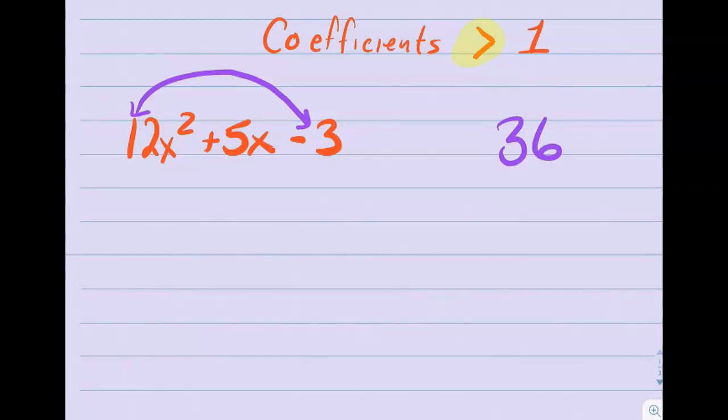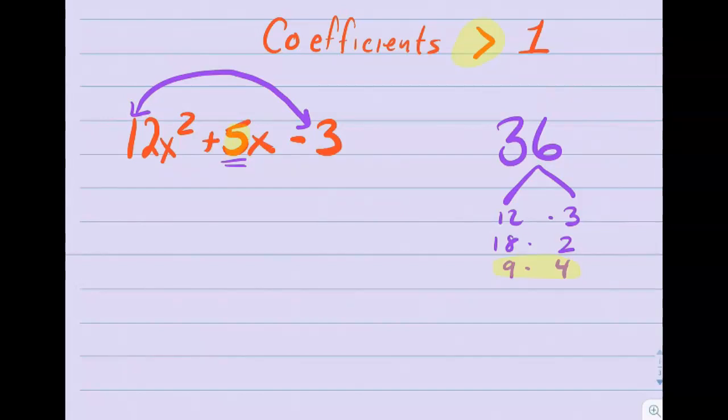Now, what are factors of 36 that add or subtract to 5? Right, we have 12 times 3, we have 18 times 2, we have 9 times 4. I think I just found it, right? 9 and 4. They multiply to 36, and they add or subtract to that 5 in the middle.